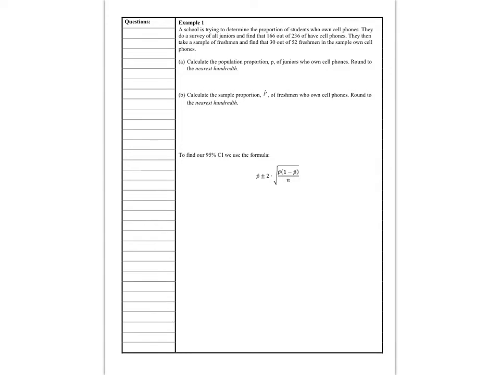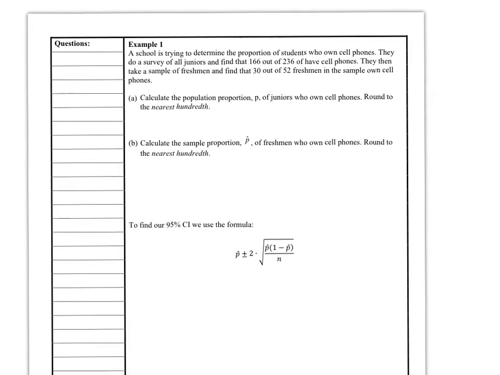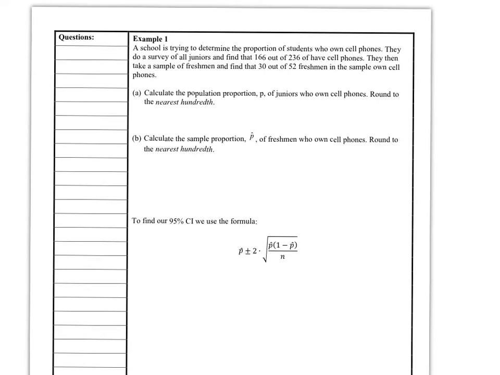Example number 1: we have a school trying to determine the proportion of students who own cell phones. They do a survey of all juniors and find that 166 out of 236 have cell phones. They then take a sample of freshmen and find 30 out of 52 in the sample own cell phones. So, calculate the population proportion of juniors. The reason it's called the population proportion is because they surveyed all juniors. You want to carefully catch that. You survey all of something, you have the population proportion.